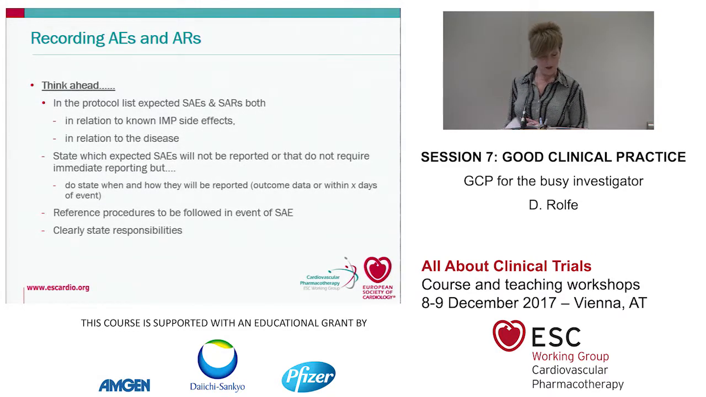So, as I alluded to earlier, think ahead. In the protocol, list the expected serious adverse events and SARs, both in relation to the known drug side effects and in relation to the disease of the population that you're studying. State which expected adverse events will not be reported or do not require immediate reporting, but do state when and how, whether it's the outcome data or within so many days of the event occurring. Reference the procedures to be followed in the event of a serious adverse event and clearly state who's responsible for carrying those procedures out.